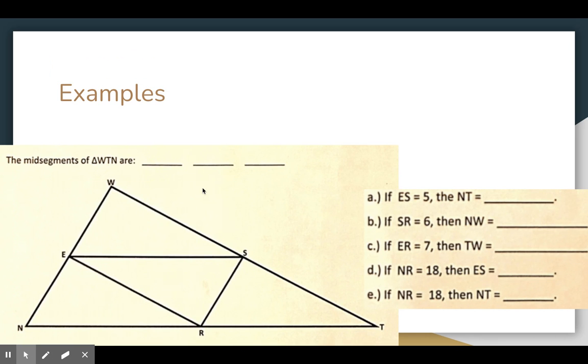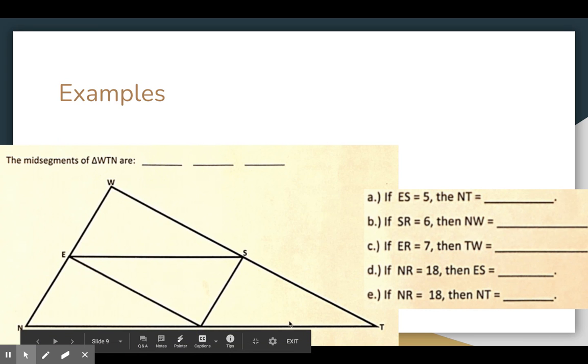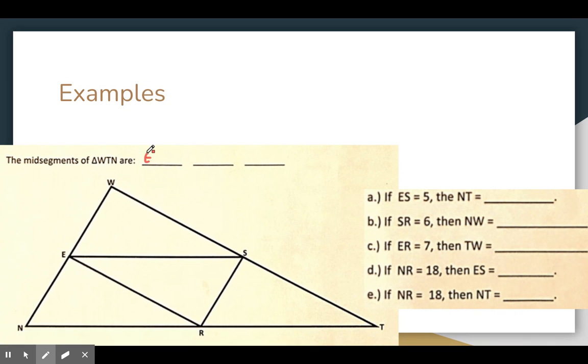Okay? Again, let's do some examples. The midsegments of triangle WTN. So remember, WTN is this big triangle here, right? So all of the midsegments are going to be these smaller segments in between. If we were to fill these in, an example would be ES. That's a midsegment. ER is a midsegment. And if we use a different color, also SR or RS, doesn't really matter. All right, so those are the three different midsegments of our big triangle.